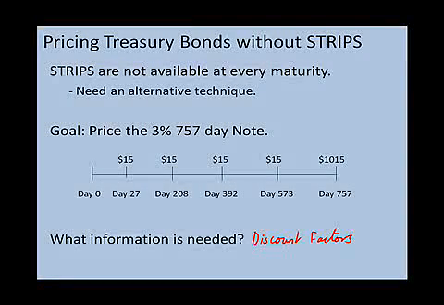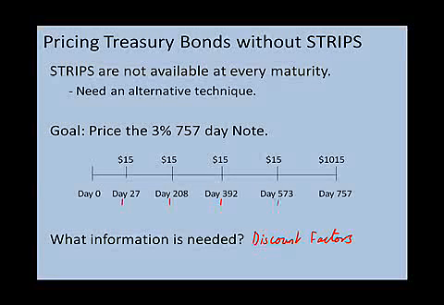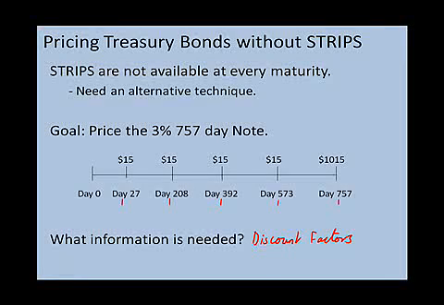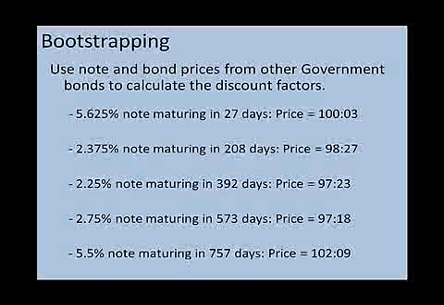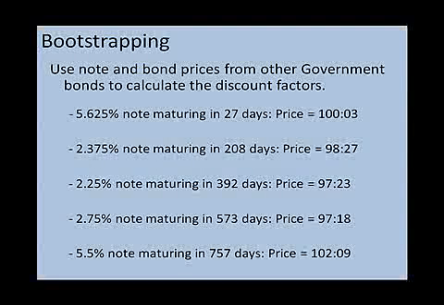How many discount factors will we need? Well, we're going to need a discount factor to bring back the cash flow at day 27 to the present day. We'll need one for day 208, for day 392, for day 573, and day 757. What we're going to do to calculate the discount factors is use the prices of other notes and bonds issued by the US government.